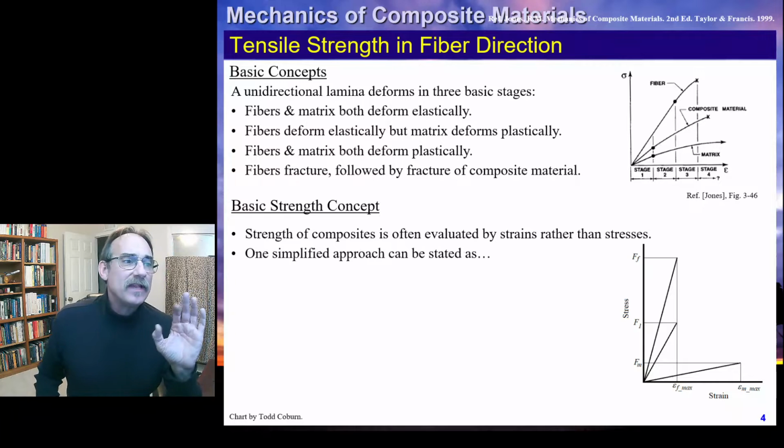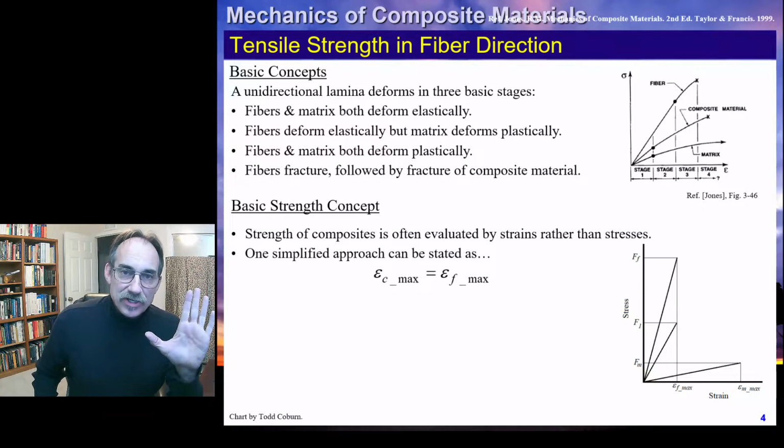Let's go ahead and draw these as if they're linear, which is the way we're actually analyzing it. Once again, we see the stress-strain curve, we see the fiber, we see the matrix. Fiber is the upper curve, the composite is the next curve, and the matrix is the lower curve. We see the fiber going up to its fracture point, and then it breaks.